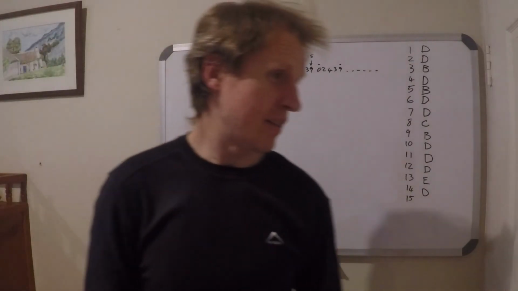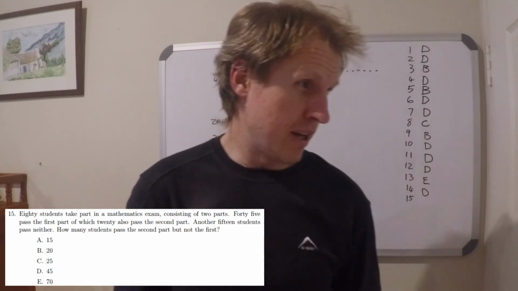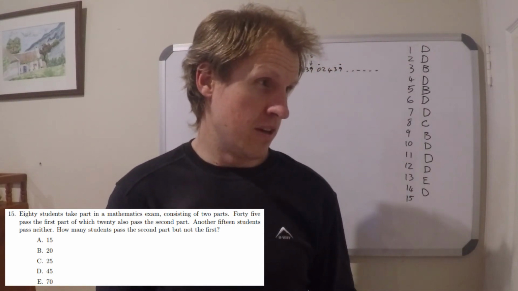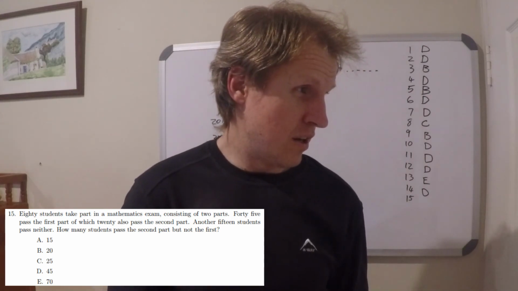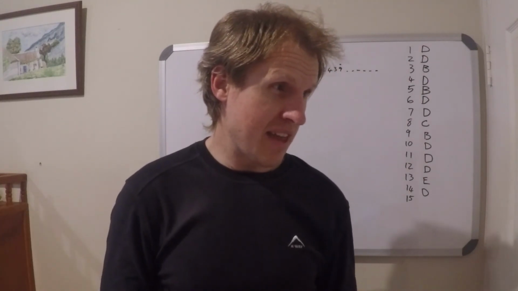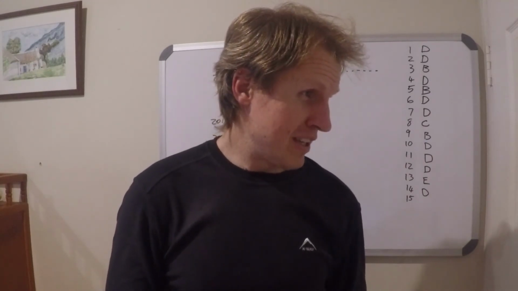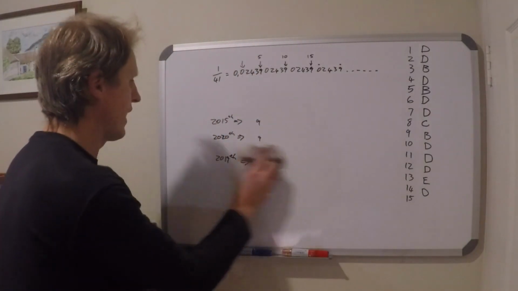Okay, now the final question. 80 students take part in a mathematics exam consisting of 2 parts. 45 pass the first part, of which 20 also pass the second part. Another 15 students pass neither. How many students pass the second part but not the first?